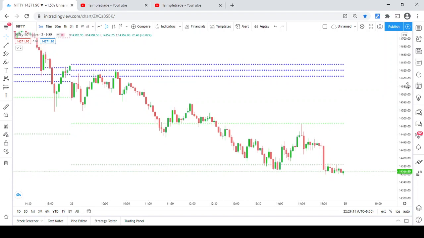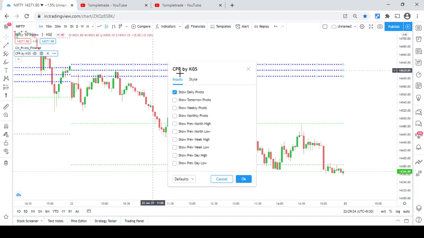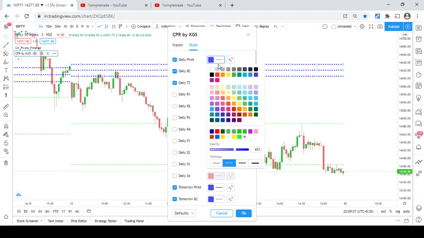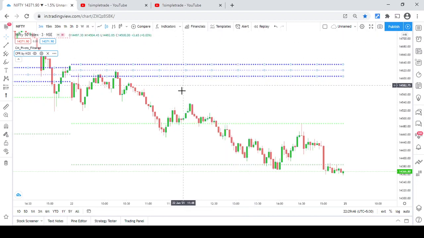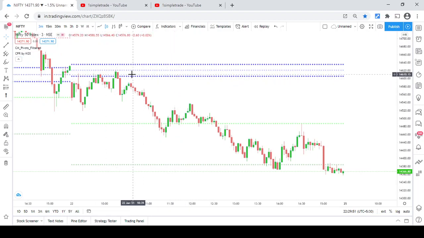I generally have only the CPR and the daily pivots on my charts. Apart from this, I don't have anything, and even these, I go into the settings and reduce the visibility down to almost negligible, so that during real-time trading I just get a slight glimpse of this, but it is not very dark.